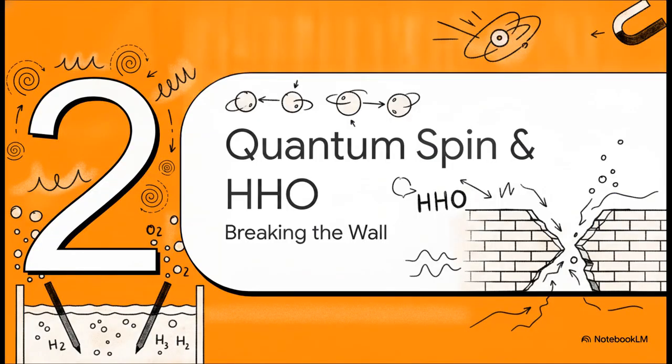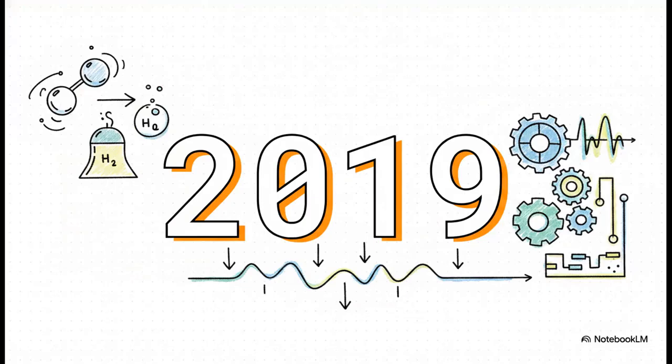Moving on to Section 2, Quantum Spin and HHO. Time to break the efficiency wall. Over in chemistry, standard textbooks will tell you that water electrolysis faces this brutal efficiency wall at the anode. They say you need huge amounts of energy just to get a usable volume of gas. But in 2019, a peer-reviewed Nature Energy study proved that this bottleneck isn't about voltage at all. It's actually just an electron spin problem.